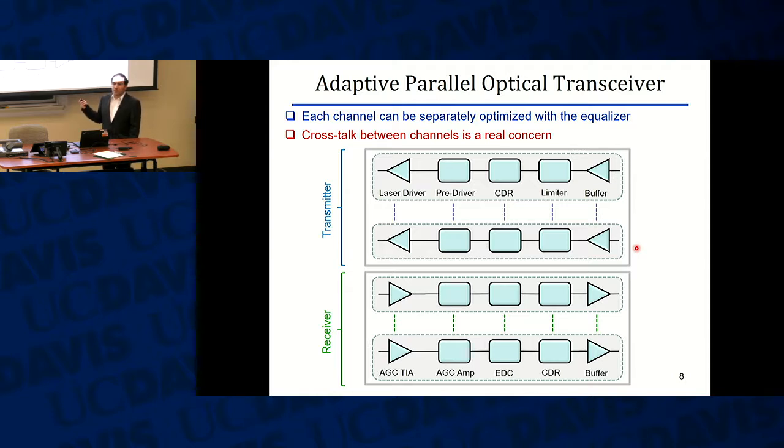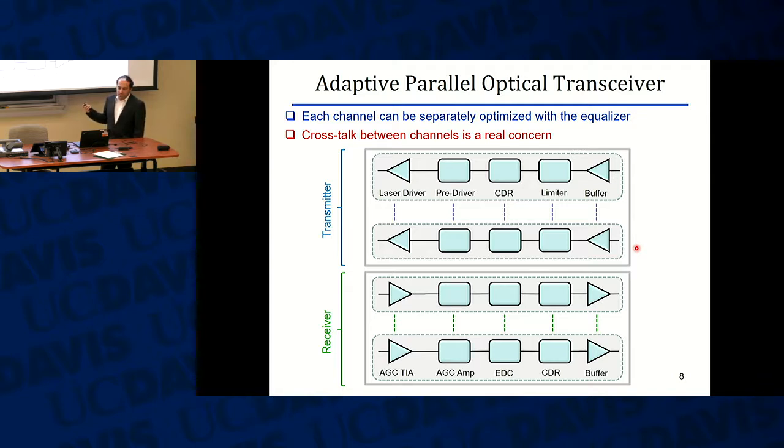The actual serial to parallel conversion is a very important and challenging part, but that's done in the optical domain. And for these data rates, we have enough bandwidth in the optical domain, so we can actually do that to get even a terabit per second spread into multiple channels.